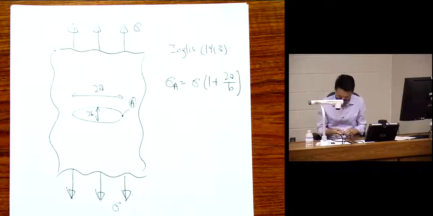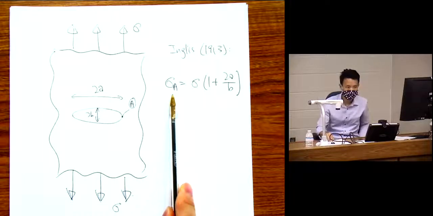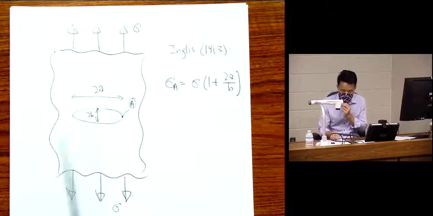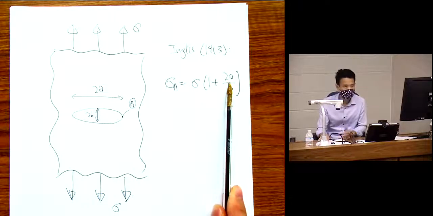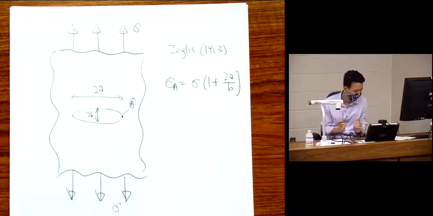Now, take a look at this solution, right? We see that the maximum stress is going to be increasing with the length of the flaw, right? That length of the flaw is characterized by 2a, and we know that for the same amount of applied stress, a longer crack or a longer flaw is going to give me a higher maximum stress around here, right? So I mean, that's just a physical thing.